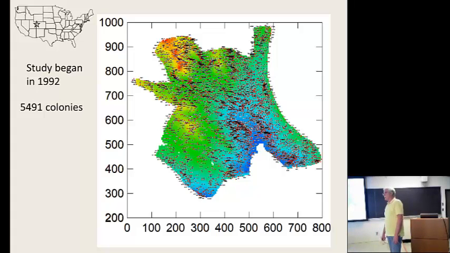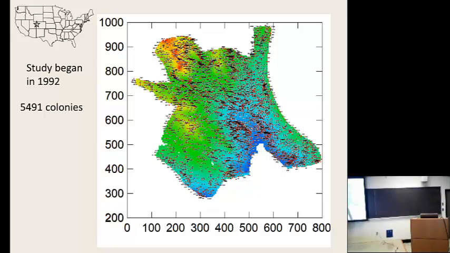We began the study in 1992, so we're now about 23 years into the study of this population. This is a map of the study site, which, in meters, is about an 800 by 800 meter area. The colonies are given as these dots here. So there's a lot of colonies. At any one time, there are about 1,200 colonies alive.